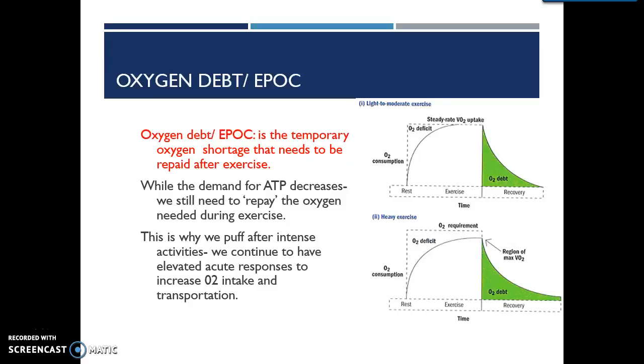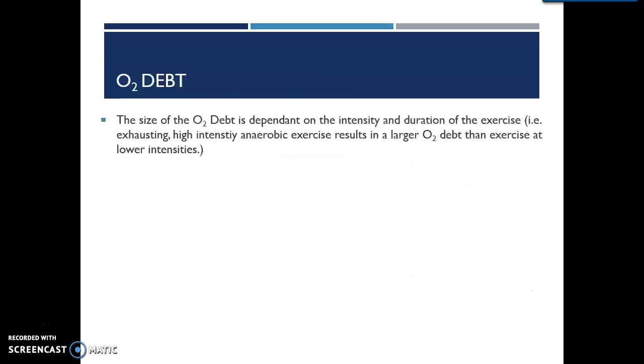We continue to have an elevated acute response to increase oxygen intake and transportation. So even when we finish exercise, we don't see our heart rate return back to normal resting levels. This is because we've got an oxygen debt that needs to be repaid. It's dependent on intensity and duration. So the higher the intensity and the longer the duration, the longer it takes to actually repay that debt.